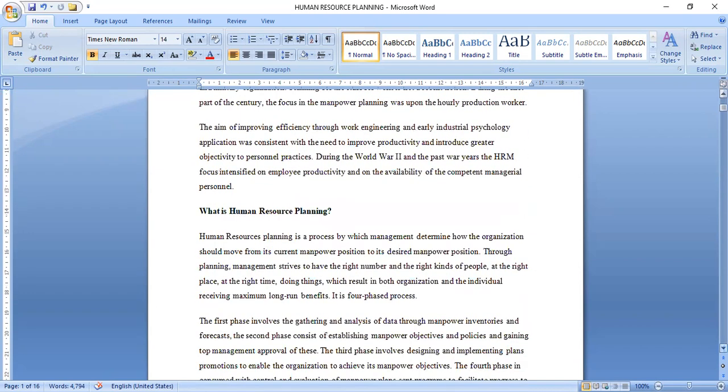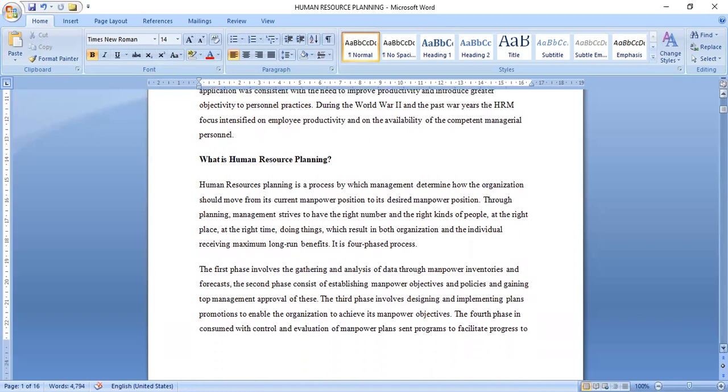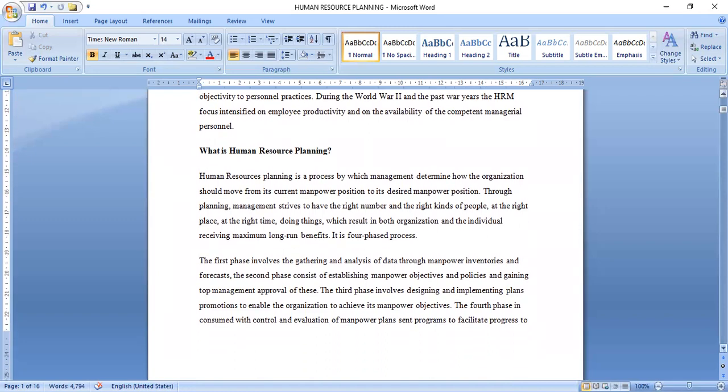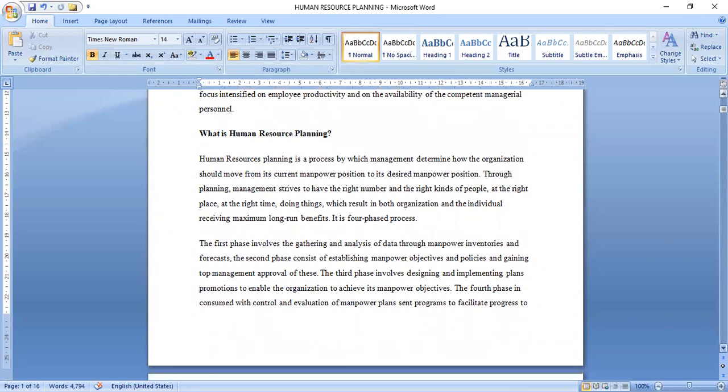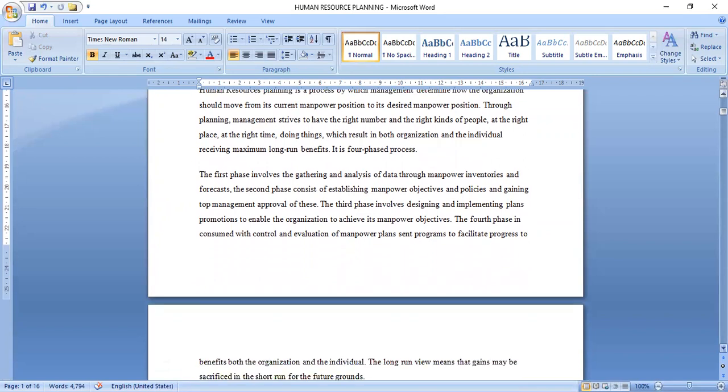So human resource planning, like I've already shared, involves organizations making sure that they move from the current manpower position they are in to the desired manpower position by ensuring that they attain the rightful employees with the rightful skills to fill the right positions at the right time, right?